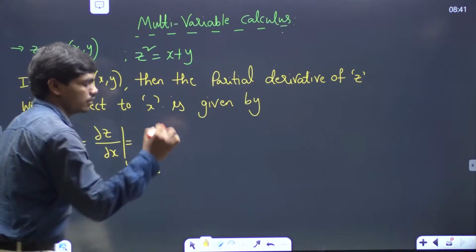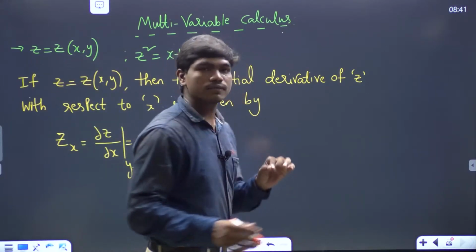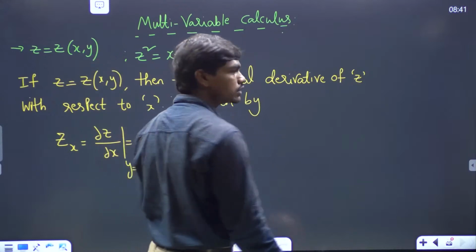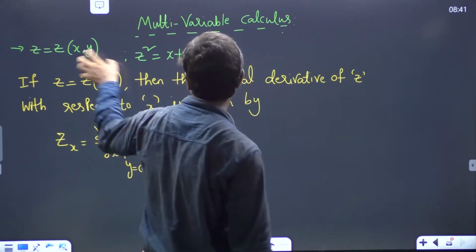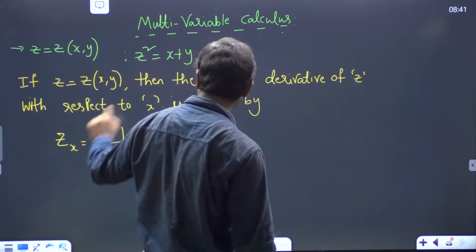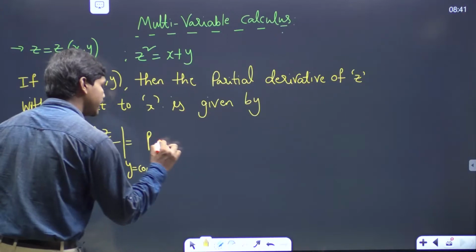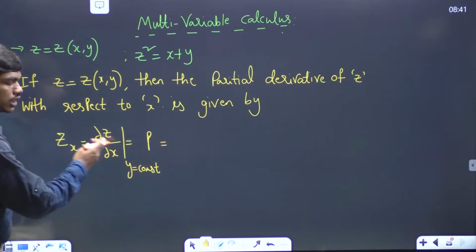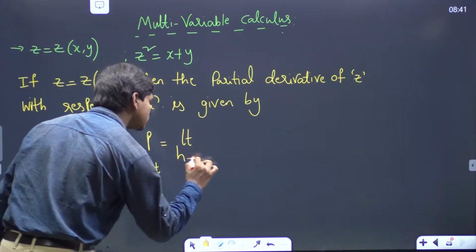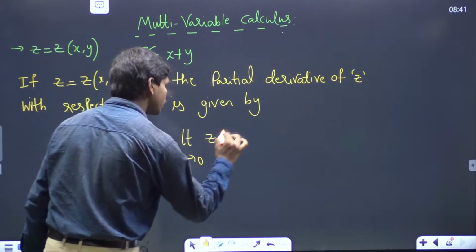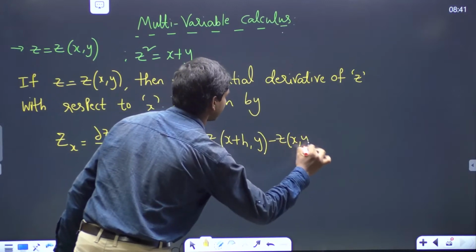This means when you are differentiating a function of multiple variables with respect to a particular variable, you treat all other variables as constants. If you are differentiating the function with respect to y, you will treat x as a constant. Similarly, if you differentiate with respect to x, you will treat y as a constant. Some books call this p as well. So p is equal to zx, dou z by dou x at y is equal to constant, is equal to the limit h tends to 0 of z of x plus h comma y minus z of x comma y, divided by h.